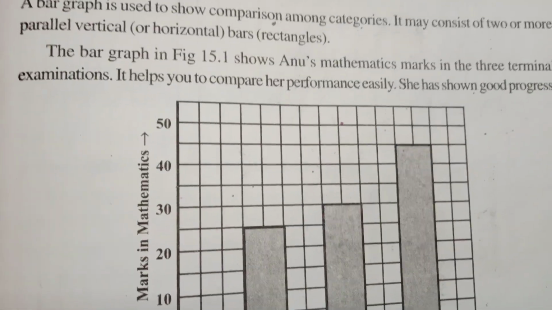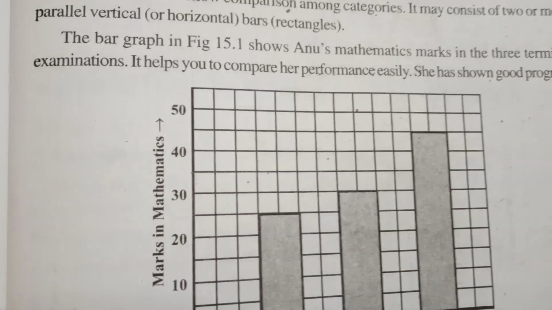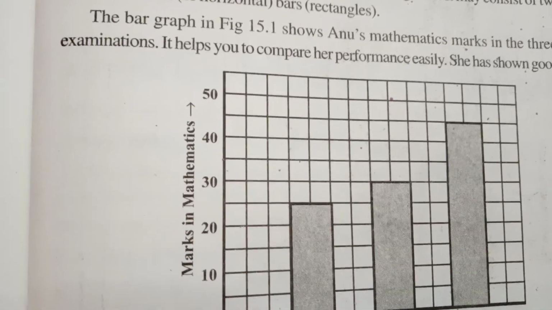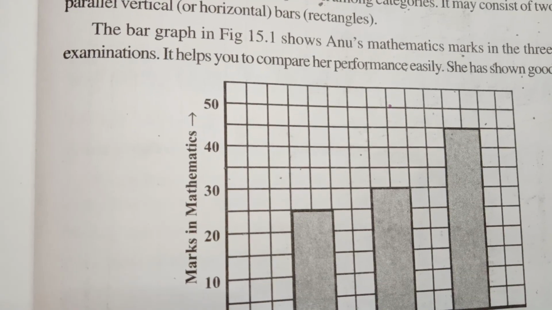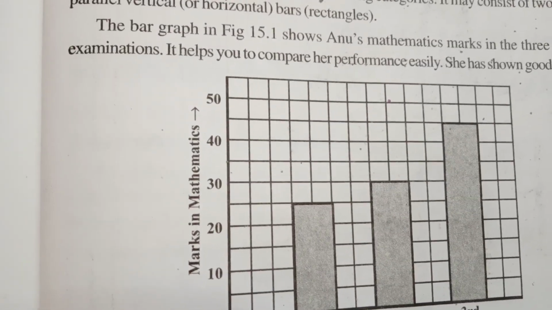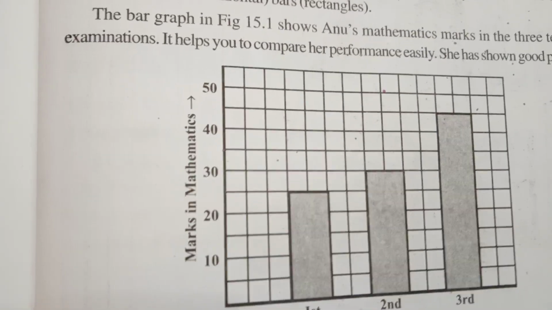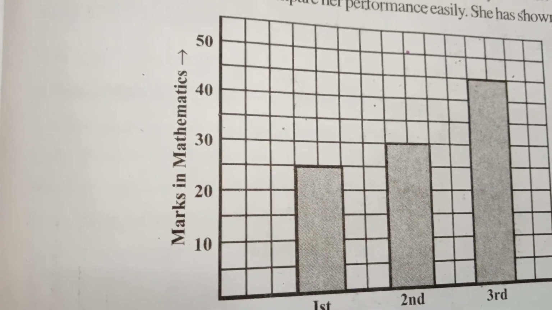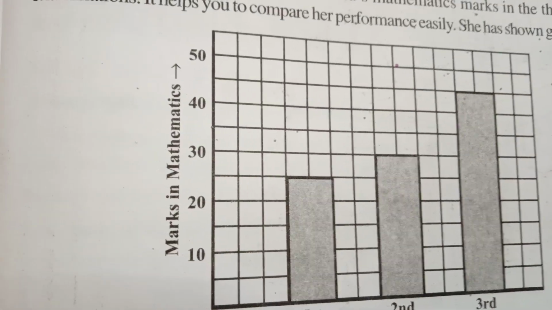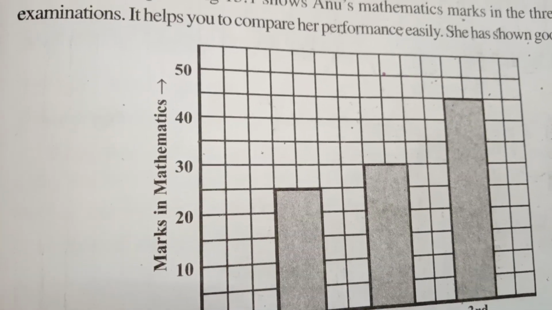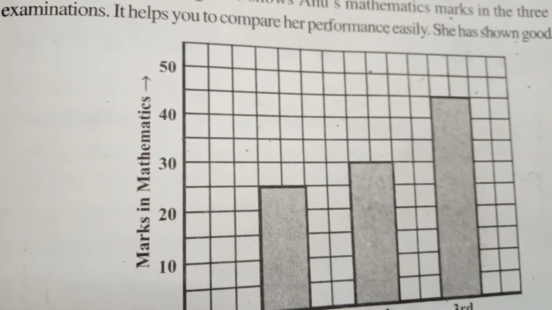The bar graph in Figure 15.1 shows Anu's mathematics marks in three terminal examinations. It helps you to compare the performance easily. She has shown good progress. Now you see the horizontal bars, first term, second term, third term, how the marks have increased. Marks 10, 20, 30, 40. You see the width of the bars.